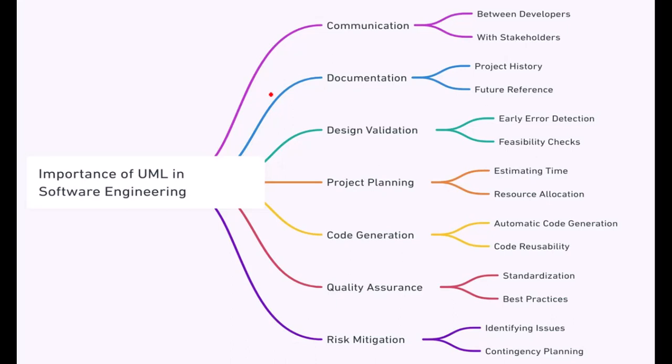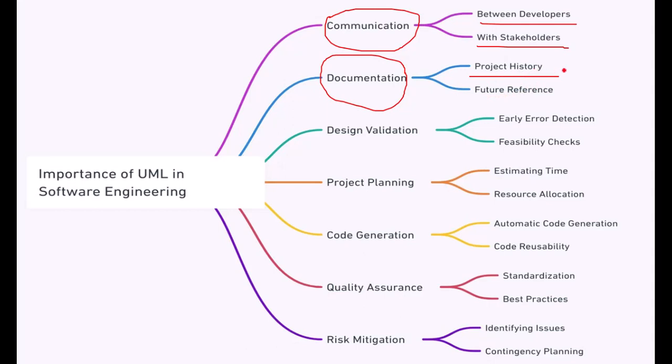Hello everyone. In this section, I will quickly walk you through the importance of UML in software engineering. Now, we have seen the software development lifecycle, the components which are associated from a UML viewpoint, and what UML is. But how does it help? Basically, it helps in communication. If you see this one, the communication between developers and stakeholders, in documentation, between the project history.